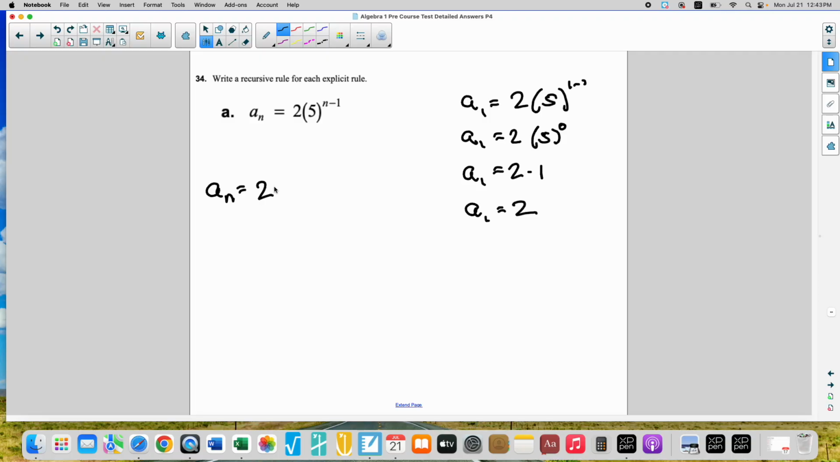Oh, yeah. And then, explicit and recursive. Yeah, right. Okay. So, a sub 1. This is my first term, so yeah, hello, it was right there the first time. Because a sub n equals a sub 1 times r to the n minus 1. So my r is going to be my common ratio. It's going to be 5, and this is my first term.